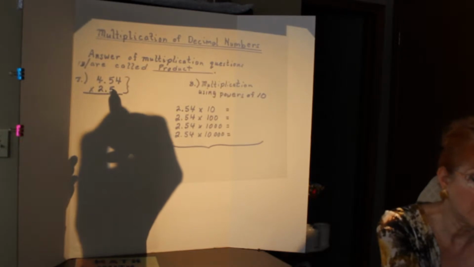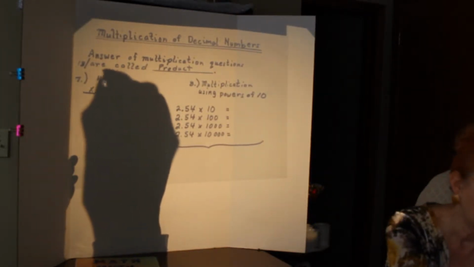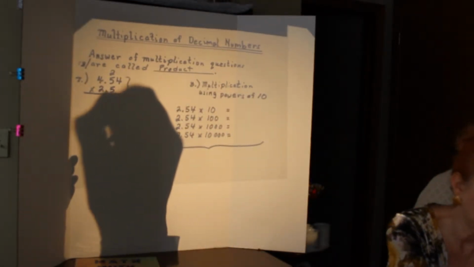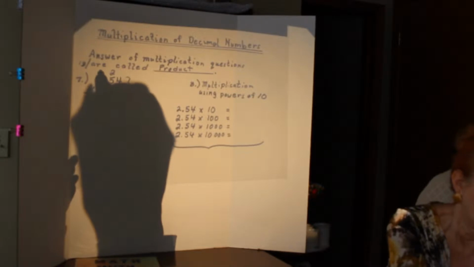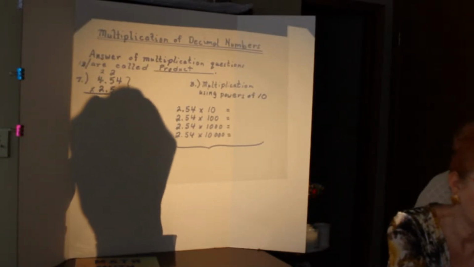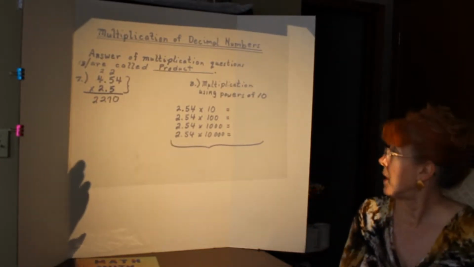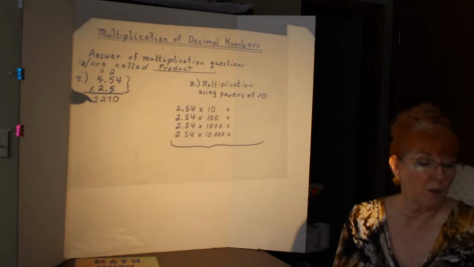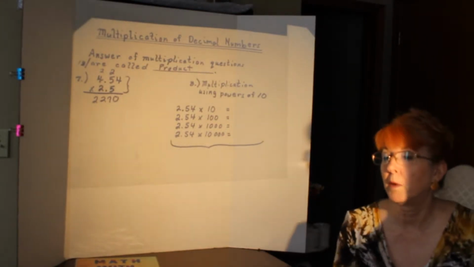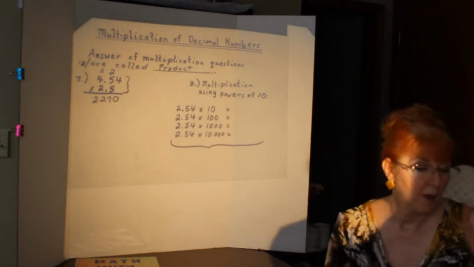So in this case we have 5 times 4 is 20. 5 times 5 is 25 plus 2 is 27. Carry the 2. 5 times 4 is 20 plus 2 is 22. Now you'll notice I didn't put the decimal into the start of where I'm answering the question. Don't need to when it's multiplying. Add and subtract, yes. Multiply, no.